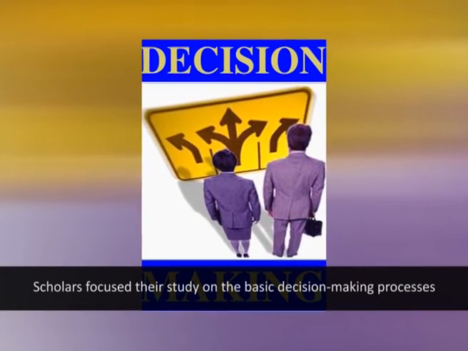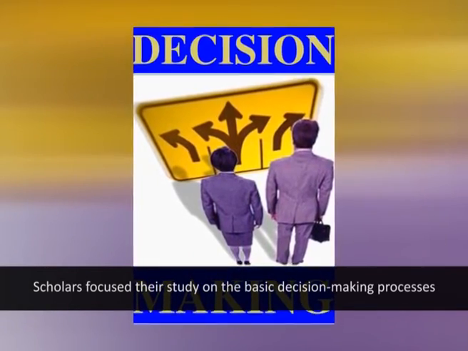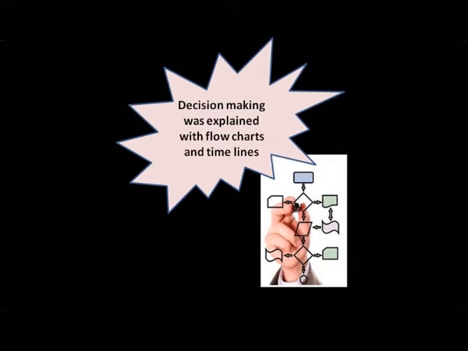There were scholars who focused their study on the basic decision making processes. Their goal was to explain decision making empirically with the help of flowcharts and timelines, which could highlight the orderly steps within the decision making process. This was done to see what stages encompass the decision making process and whether they were overlapping, followed logically, or varied over time. However, from all the studies, it has been proved that decision making processes are lengthy, complex, and slow.